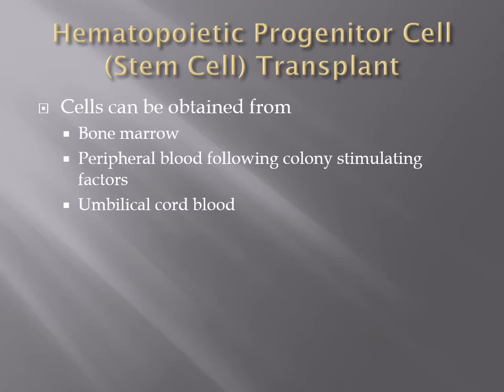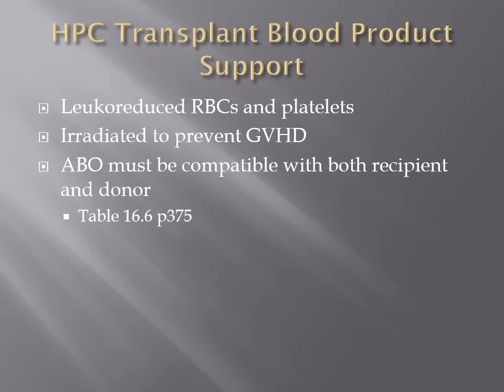For hematopoietic progenitor cell transplants, or stem cell transplants, these cells can be obtained from bone marrow, peripheral blood following colony stimulating factors, or umbilical cord blood. Again, these transplants can be autologous or allogeneic. For HPC transplant blood product support, we're going to give leukocyte-reduced RBCs and platelets, irradiated blood to prevent graft versus host disease, and the ABO must be compatible with both the recipient and the donor.